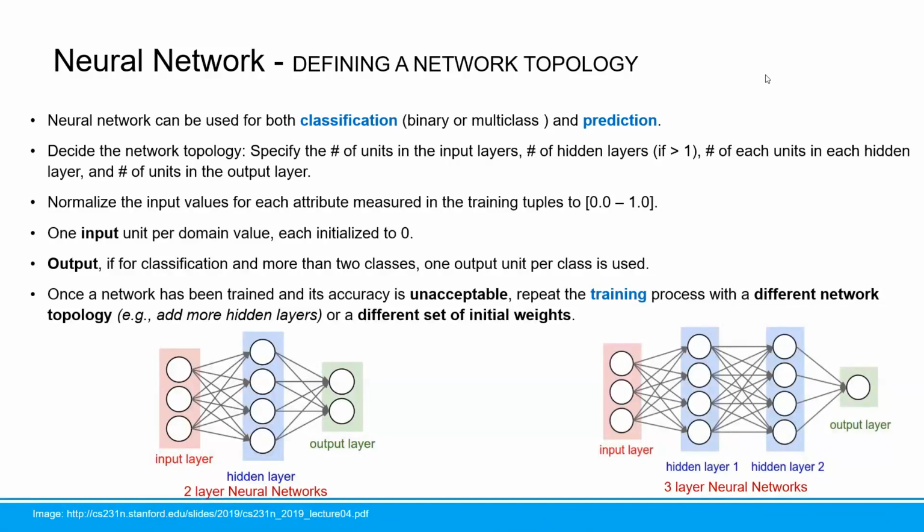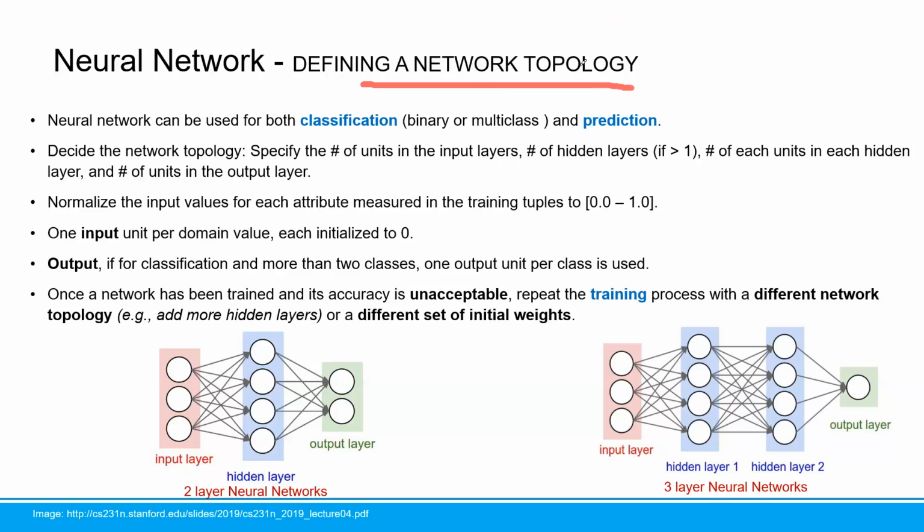Okay, what we are going to learn today is about, again, the neural network. You already learned about the basic neural network. So the neural network itself, if you know the flow, you can understand how it works. But now we need to define the network topology. What is meant by network topology?